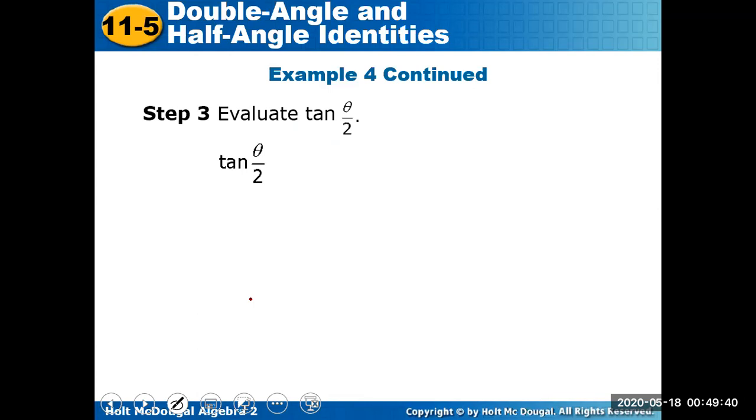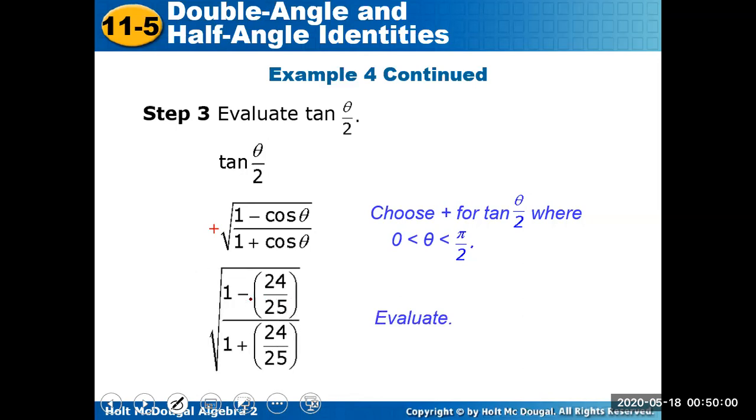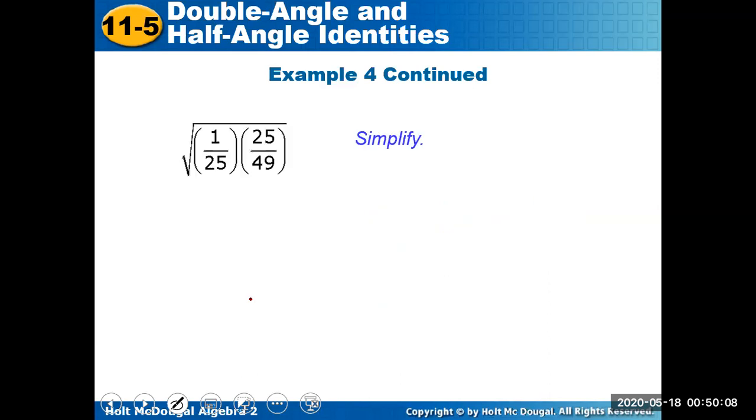Lastly, evaluating tan theta over 2, since we have the value for cosine theta, just apply the values, and the same condition applies here in the first quadrant. Tan is also positive in the first quadrant, everything is positive, so it's fine. So the square root of 1 minus 24 over 25 divided by 1 plus 24 over 25. Then simplify it to get the final answer, which is 1 over 7. And that's about the lesson. Thank you for listening.